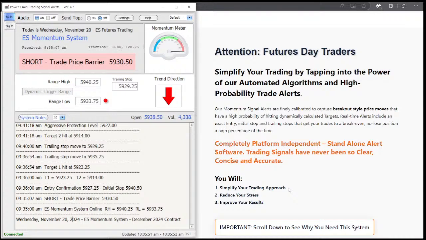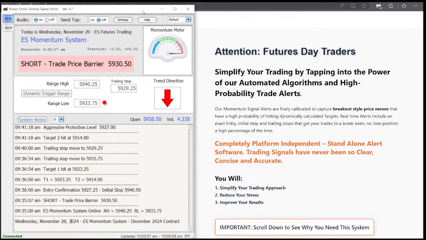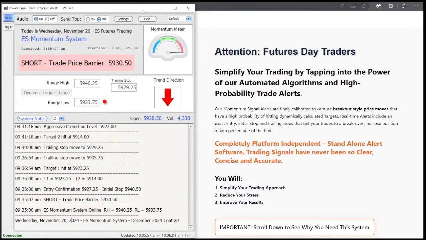Real quick before I scroll down here, while we're looking at the actual alert software itself, let me move this so that it's centered. So basically, this system is called the Power Emini Momentum System. It comes online right after the market opens, the cash session. And what it's designed to do is capture the primary trend moves of any one given session.